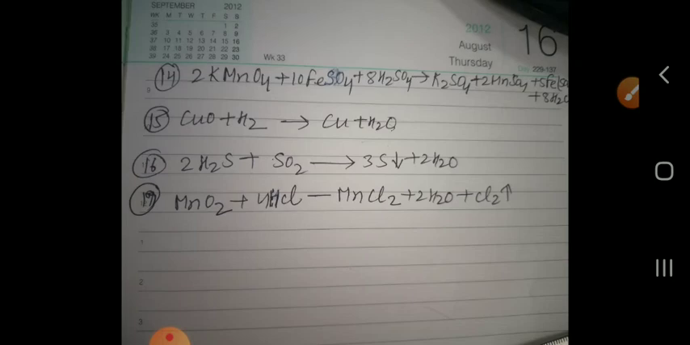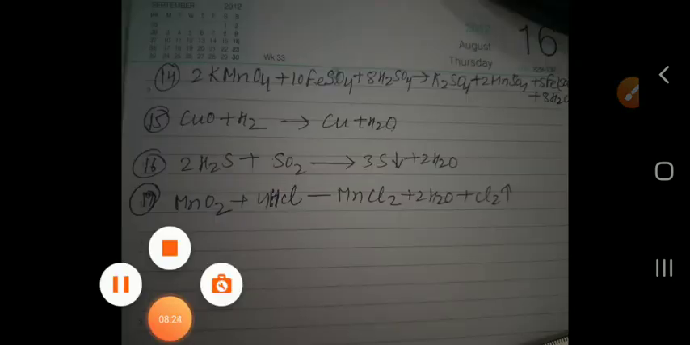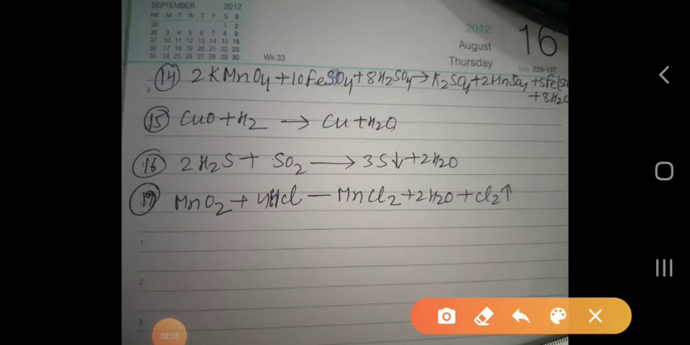Now let us see the next reaction, CuO plus H2. What will it form? This O from here will combine with the H2 and form H2O, and Cu will be there in the solid form.